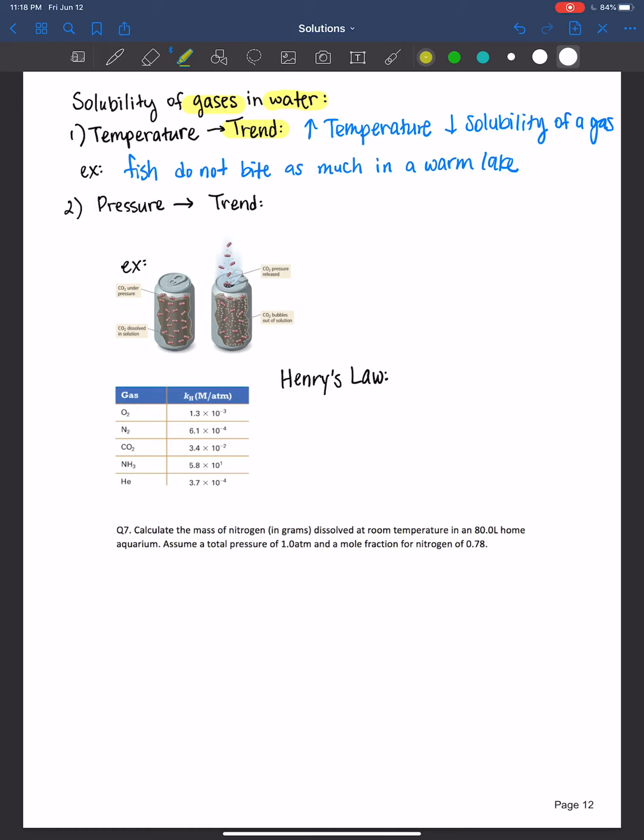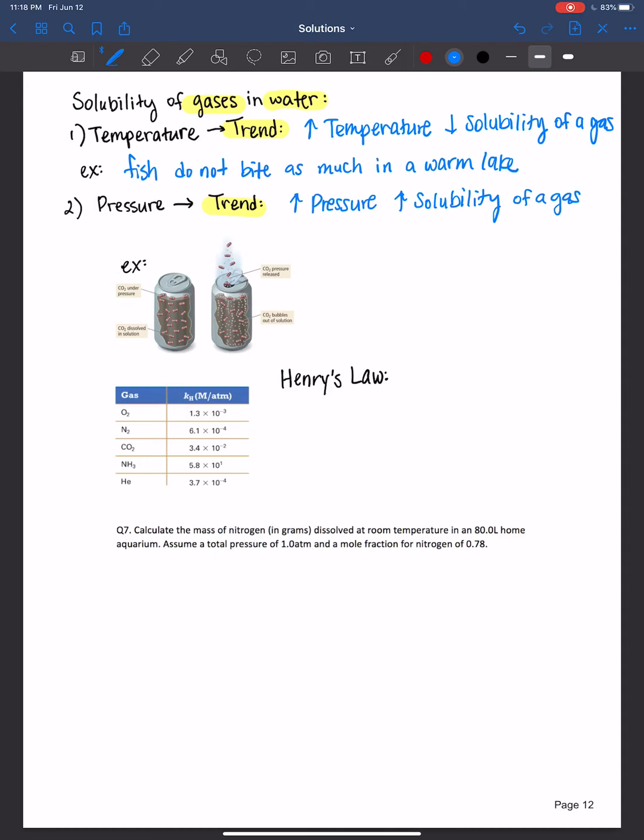In addition, with gases, we also need to consider pressure affecting solubility. So the trend we have here is that as we increase pressure, we increase the solubility of a gas.